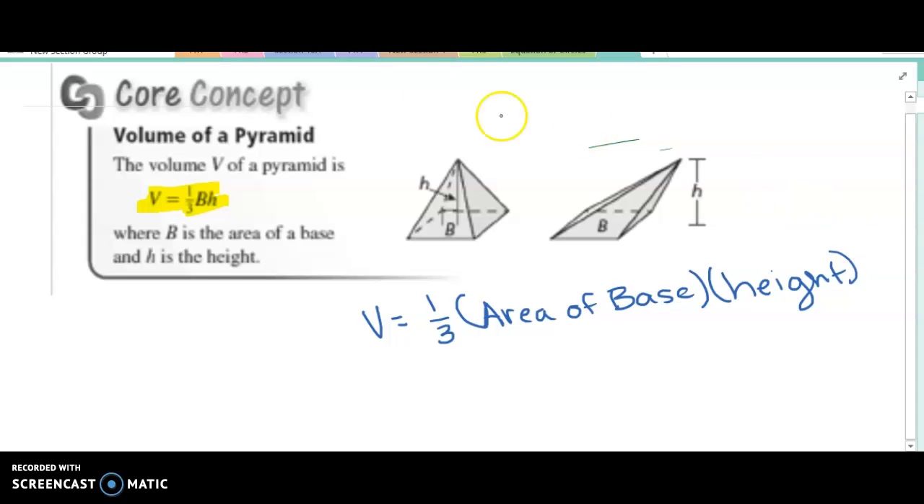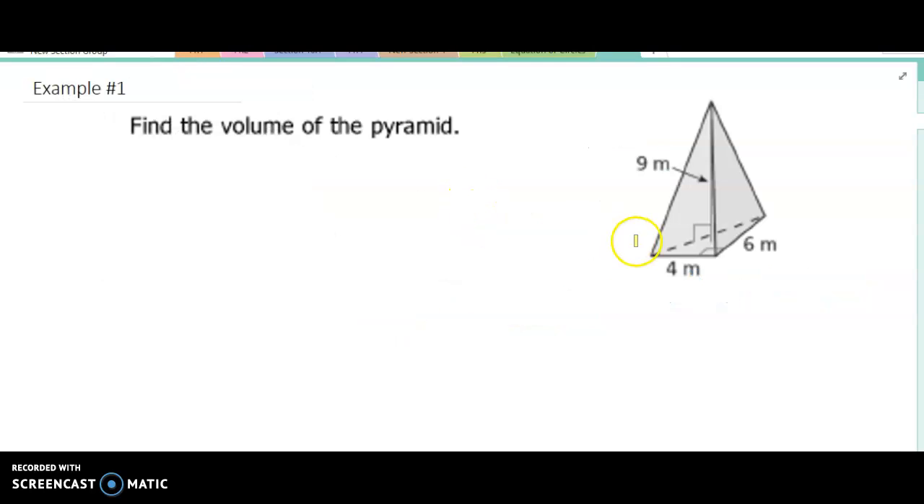Okay, so once again, because pyramids can have various different shapes of bases, the formula that goes in here will be different depending on the shape of that base. All right, let's do an example.